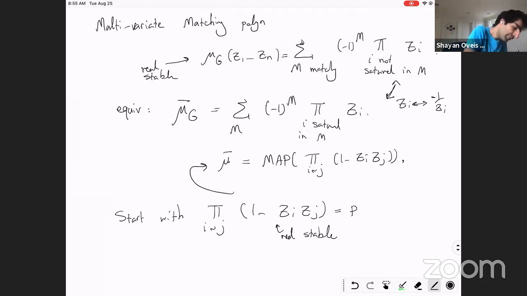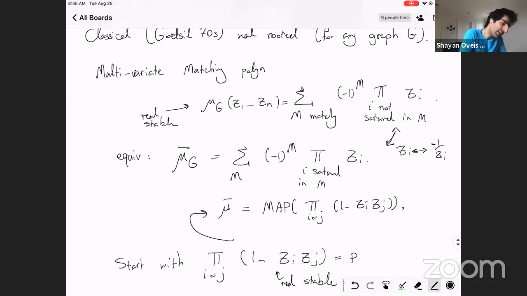And now because map is a stability preserver, we know that mu bar is stable, and that says mu of G is stable, the multivariate version of the matching polynomial. And from that, we get that the matching polynomial itself is real rooted.